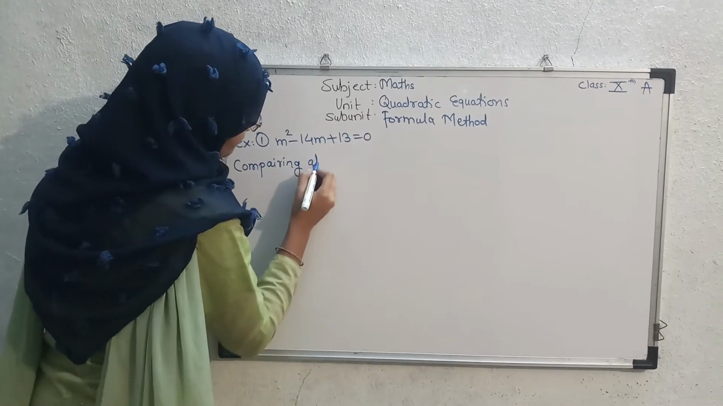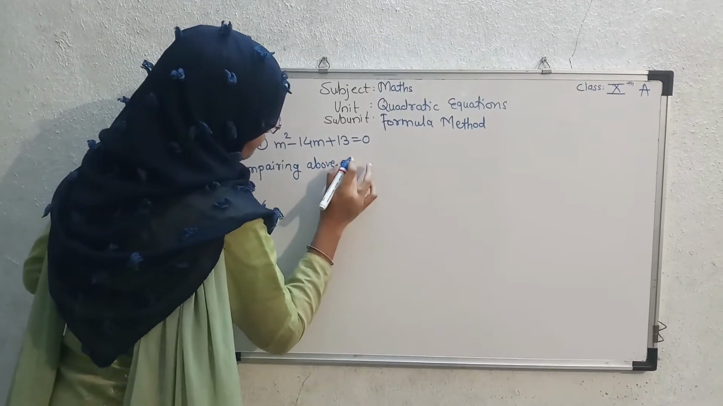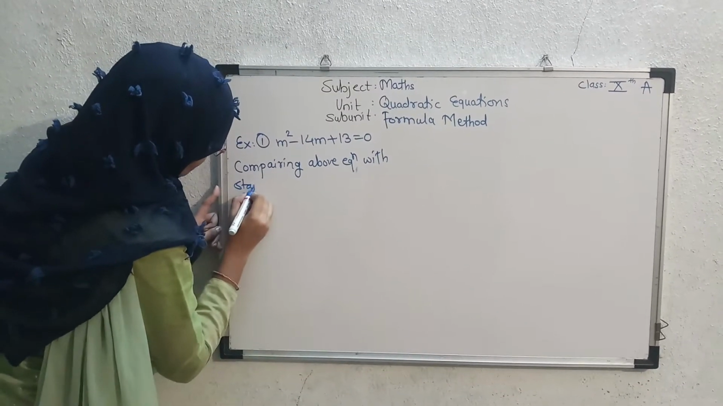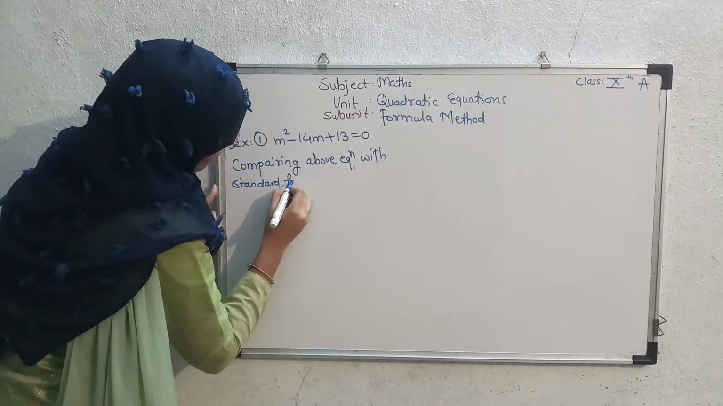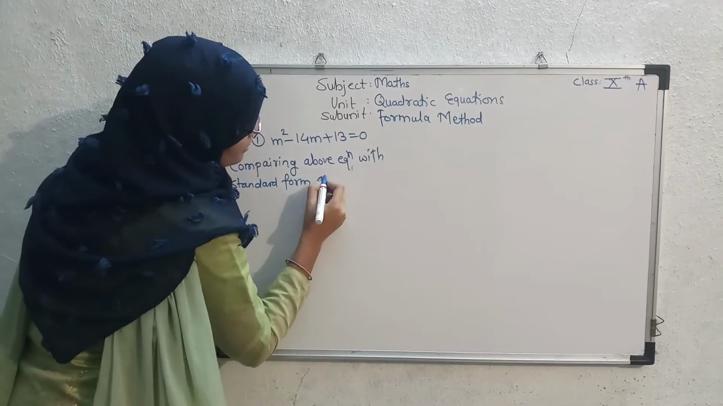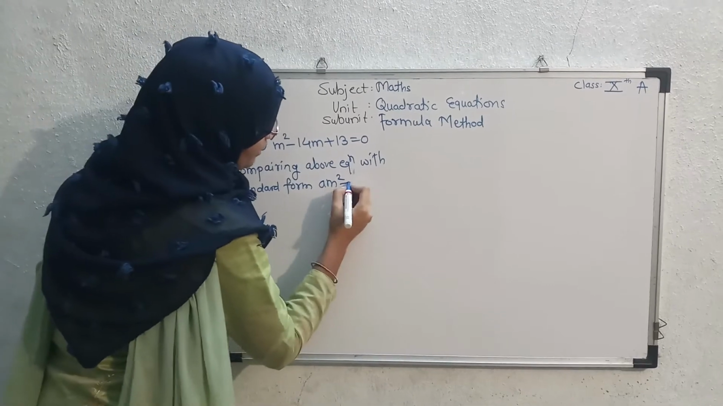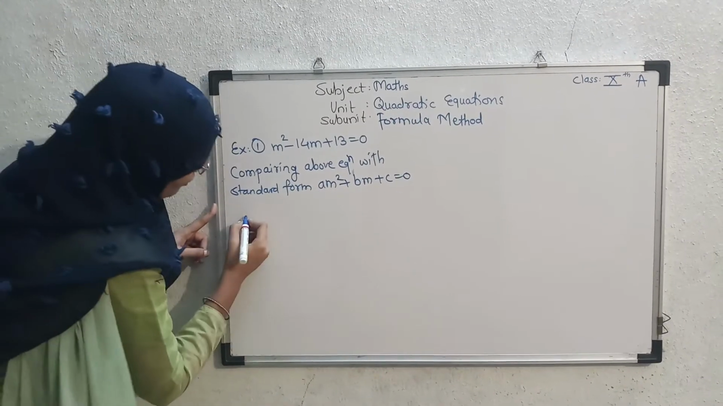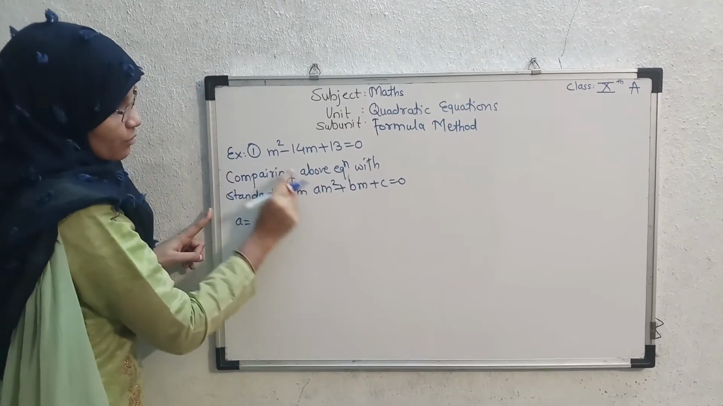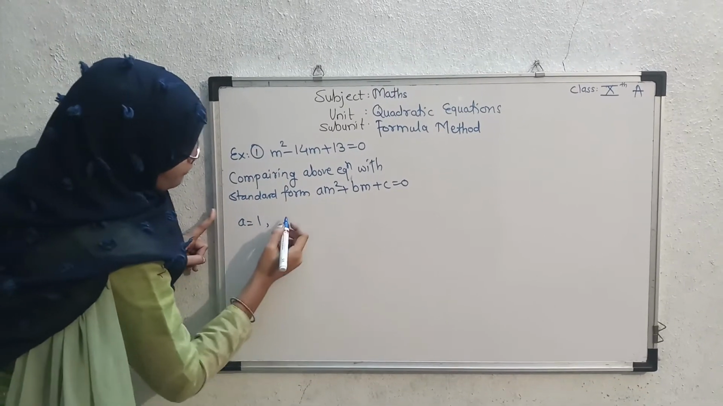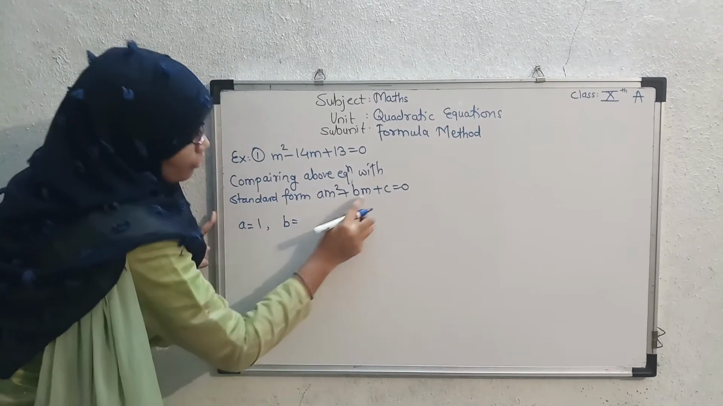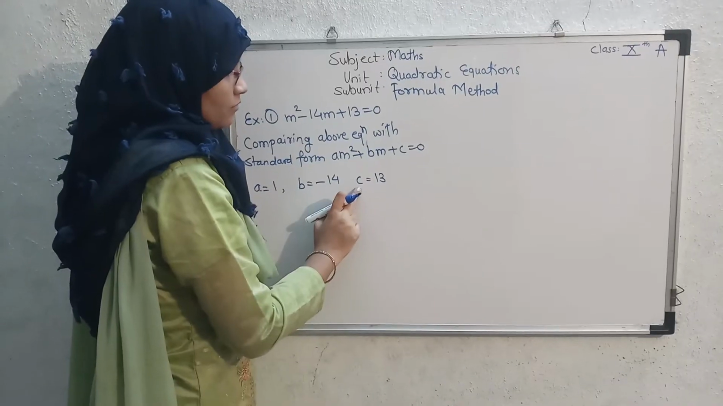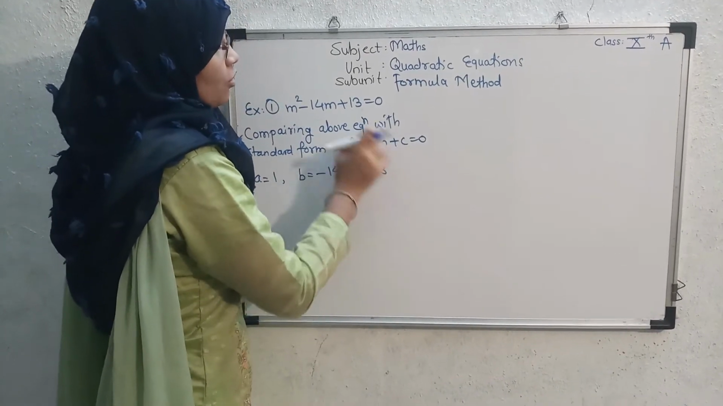Comparing the above equation with the standard form. We take the standard form as, our variable is m, therefore we take it as am square plus bm plus c is equal to 0. Now comparing, we get the value of a, the coefficient of m square. Here the coefficient of m square is 1. b is the coefficient of m. Here the coefficient of m is minus 14. c is equal to 13, that is the constant term.